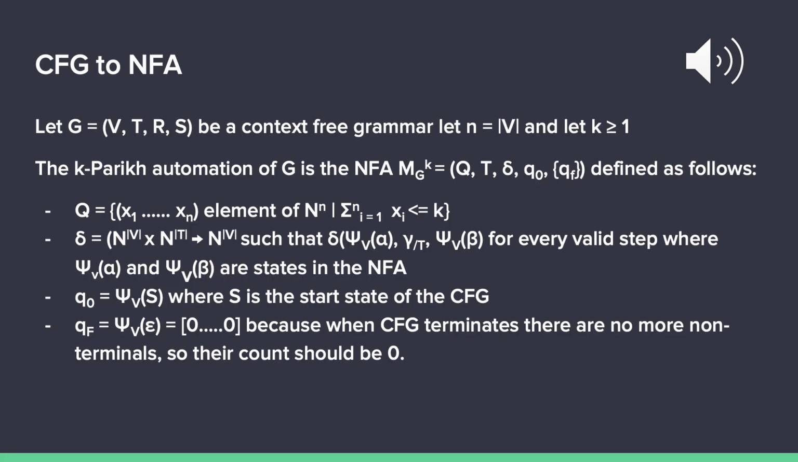So now, after these definitions, let's go into how we construct this NFA from the CFG. Let G equal the four-tuple V, T, R, and S, where V is the set of non-terminals, T is the set of terminals, R is our set of rules or productions, and S is our start symbol. We'll also define lowercase n to be the number of non-terminals in the CFG, and let k be greater than or equal to 1. We now define the k-Parikh automaton of G as the NFA M sub G of k, which is equal to a five-tuple of Q, T, delta, q0, and the set of final states, and is defined as follows.